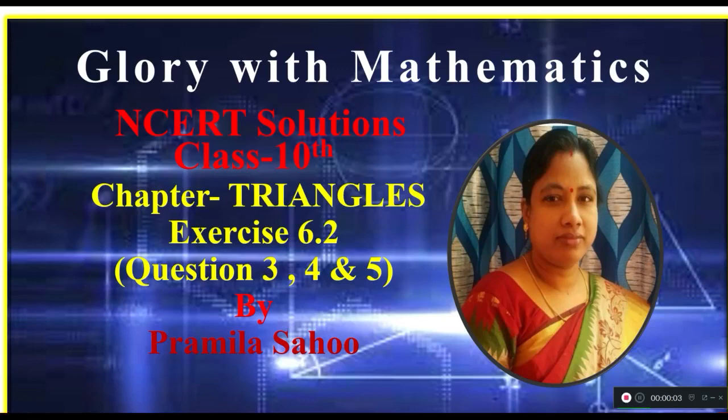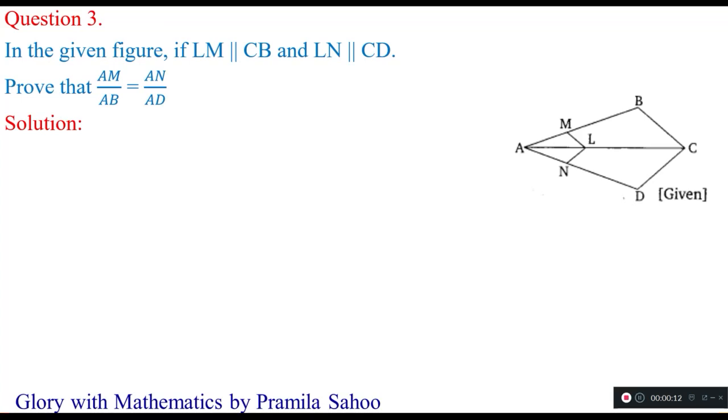Dear students, let us solve question number 3, 4 and 5 from exercise 6.2 from the chapter Triangles. Question number 3. In the given figure, LM is parallel to BC, and LN is parallel to CD. We have to prove AM by AB is equal to AN by AD. So let us prove it.